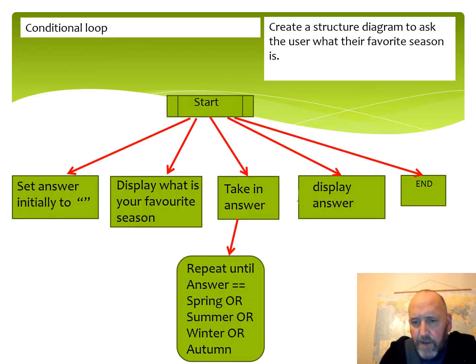Here we are, and remember, everybody gets their own take on these, but this is mine. Set answer to the quotation, empty quotation mark. That means, of course, it's an empty string. Display what's your favourite season, take in the answer, and we're going to repeat that until they either type in spring or summer or winter or autumn. Because if it's not one of them, then it is not a season. Once they've typed one of the right answers in, display the answer and finish the program.